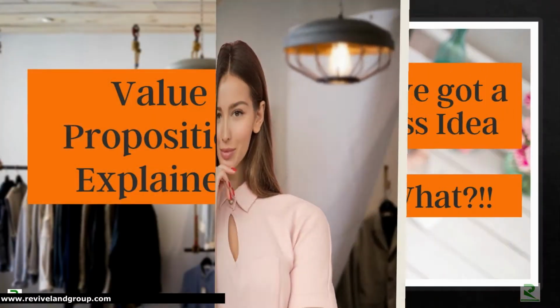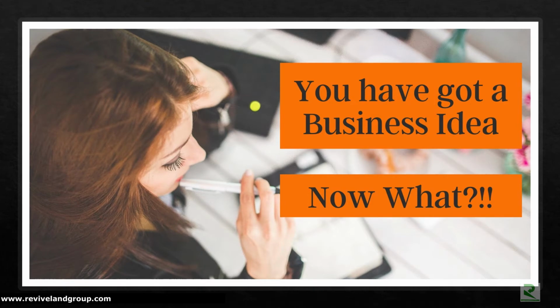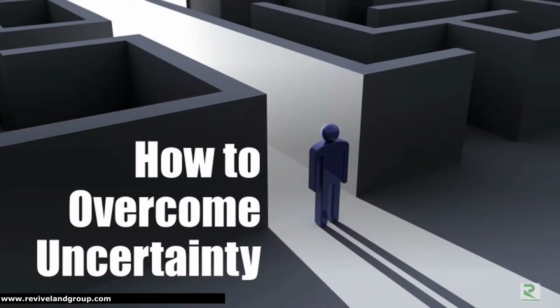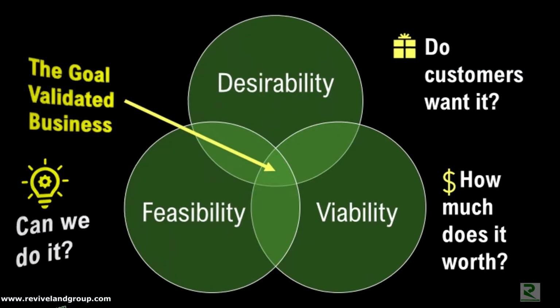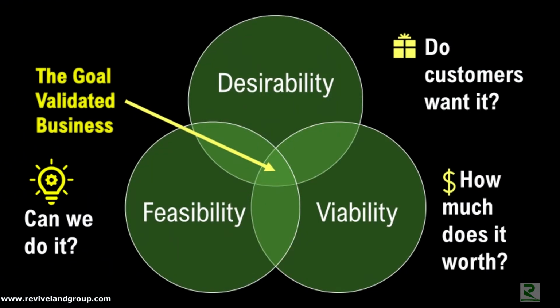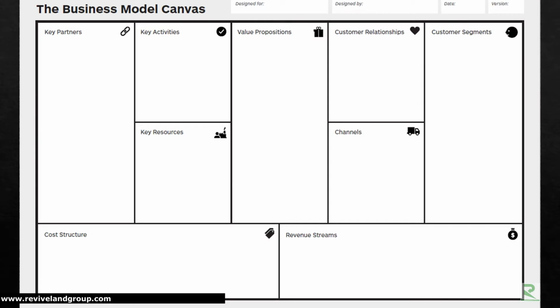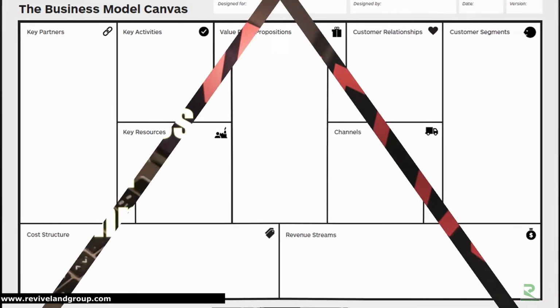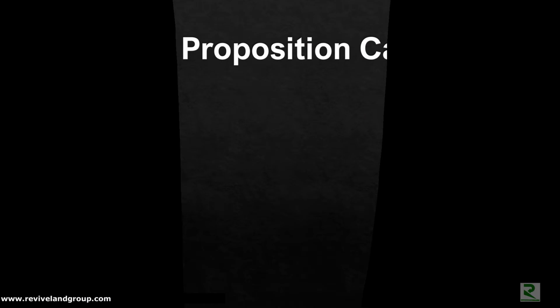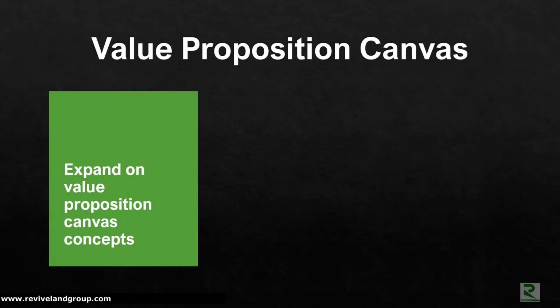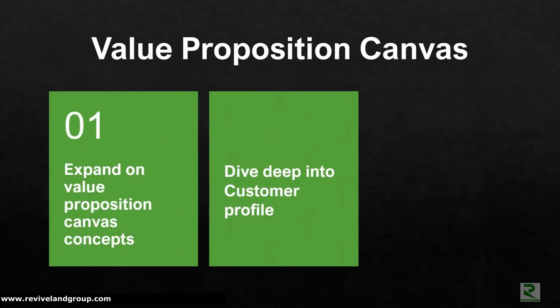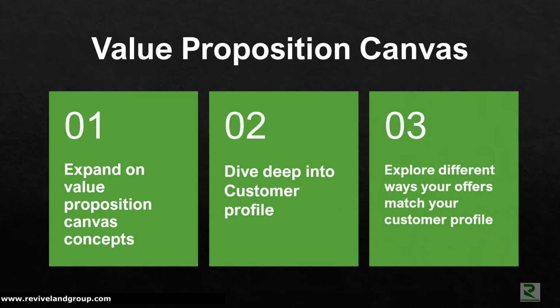In the previous video, we talked about characteristics of a viable idea and how to overcome the uncertainty that is embedded in any entrepreneurship journey by evaluating your business ideas through 3 different filters. Those being feasibility, viability, and desirability. Then we walked you through 9 building blocks of the business model canvas and went through Netflix's business model. In this video, we are going to expand, dive deep, and explore the value proposition canvas and how you can bridge the gap between your customers and your product or service offerings.